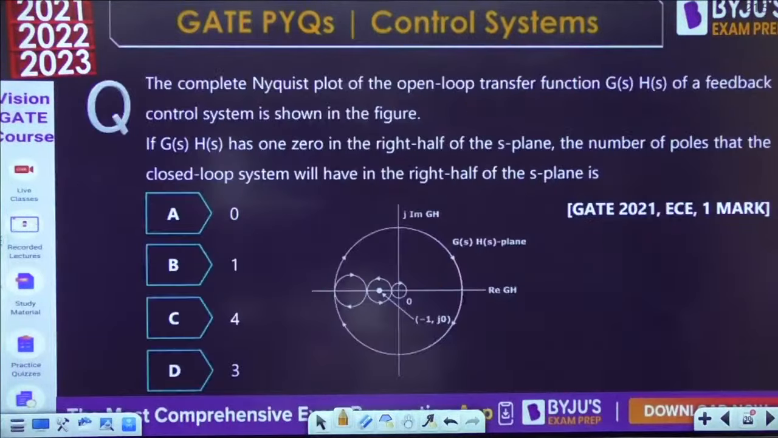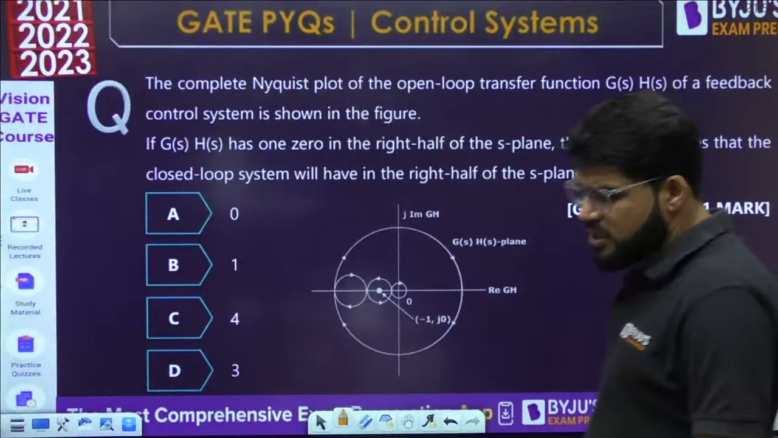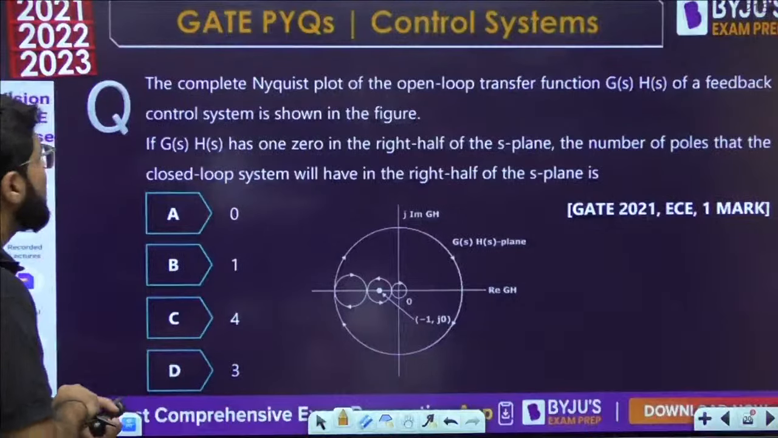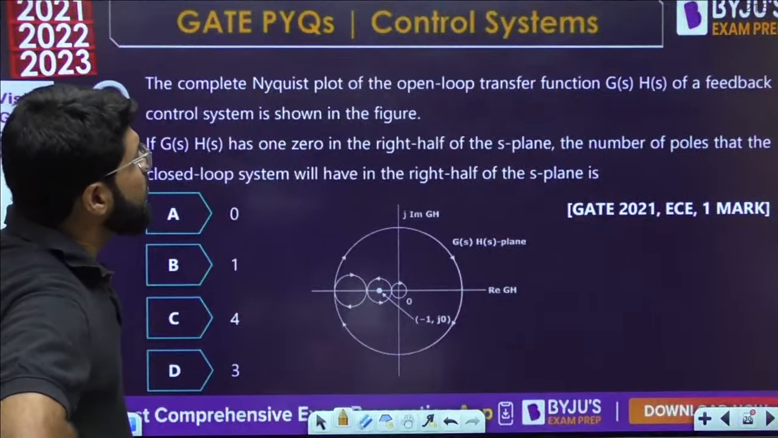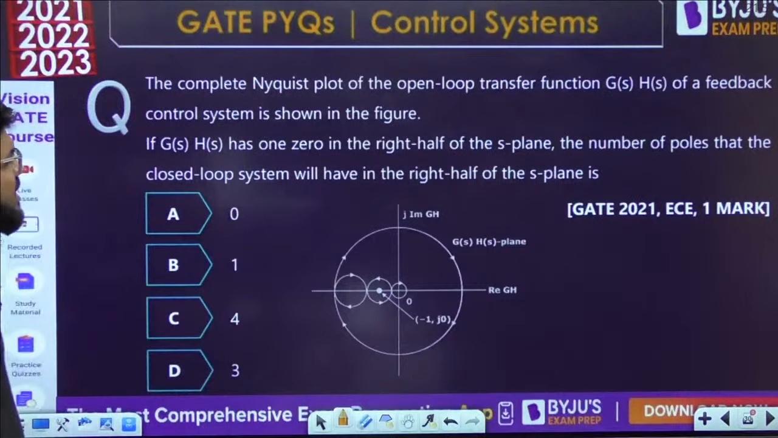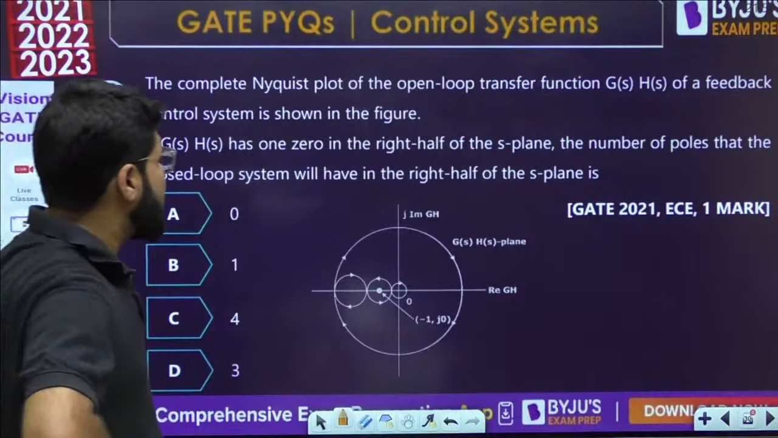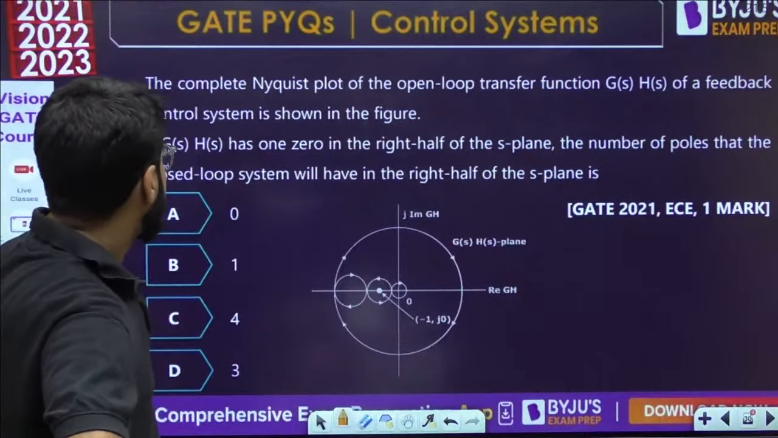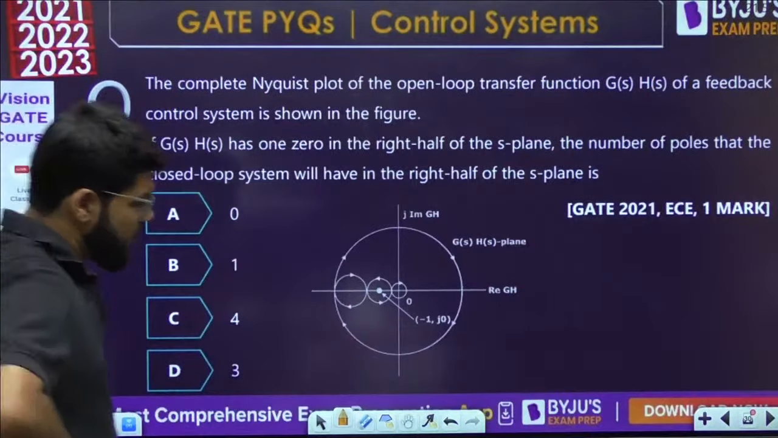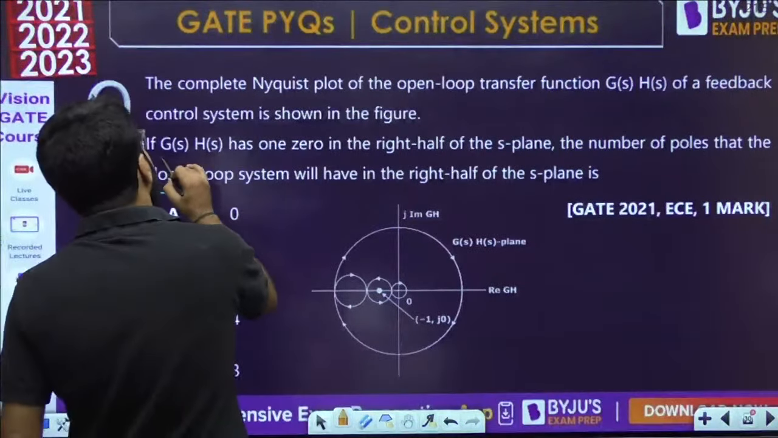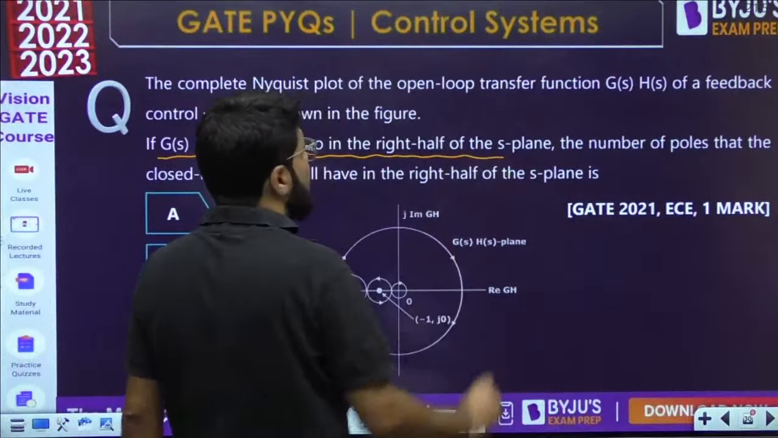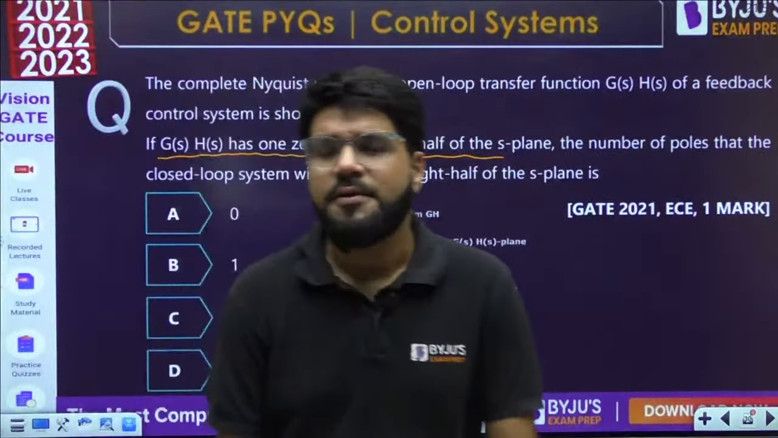Next, a Nyquist plot. 2021 EC 1 mark pure conceptual question of the Nyquist plot. The complete Nyquist plot of the open loop transfer function G(s)H(s) of a feedback control system is shown in the figure. If G(s)H(s) has one zero in the right half of the s plane, then the number of poles of the closed loop system that will lie in the right half of the s plane. Now why is the information about G(s)H(s) given? G(s)H(s) has one zero in the right half of the s plane. This has nothing to do with stability.